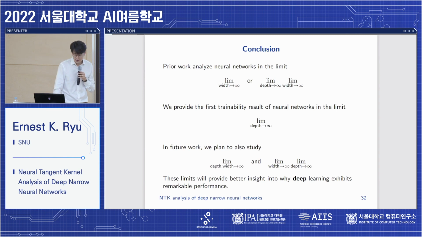The goal in pursuing this type of theoretical work is that these limits will provide better insight as to why deep learning exhibits remarkable performance. We all know that deep learning has produced remarkable empirical results. From a theoretical perspective, we have a pretty good understanding of why wide neural networks perform very well. But the question of why deep neural networks perform well remains an open question, and I hope to continue to study that area.